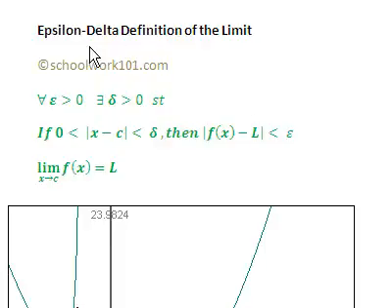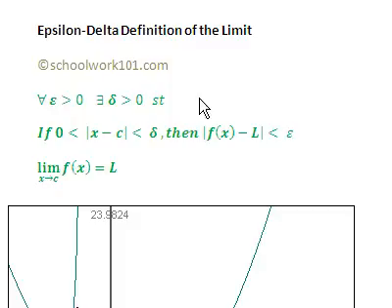In this lesson, we're going to be talking about the epsilon-delta definition of the limit. The way this reads is, for all epsilon greater than 0, there exists a delta greater than 0 such that if the absolute value of x minus c is greater than 0 and less than delta, then the absolute value of f of x minus L is less than epsilon.